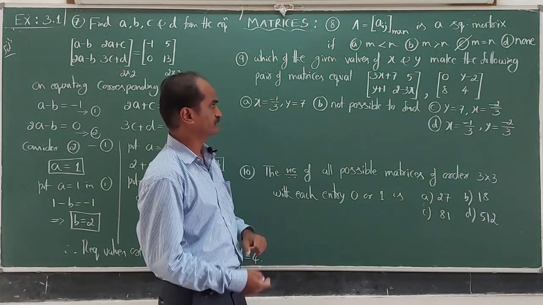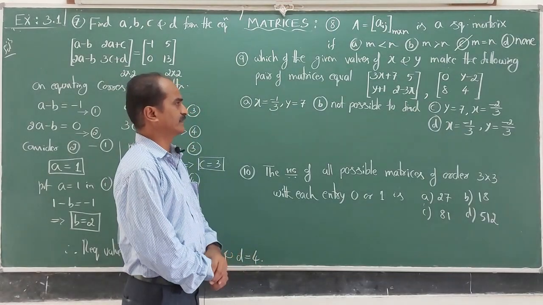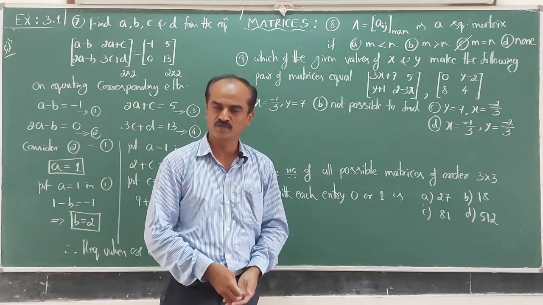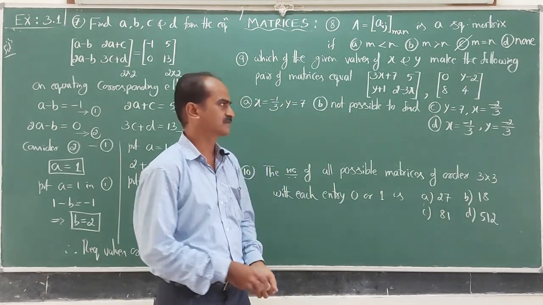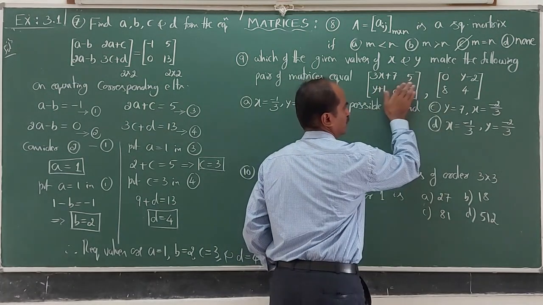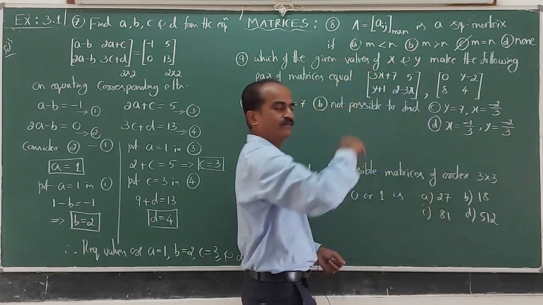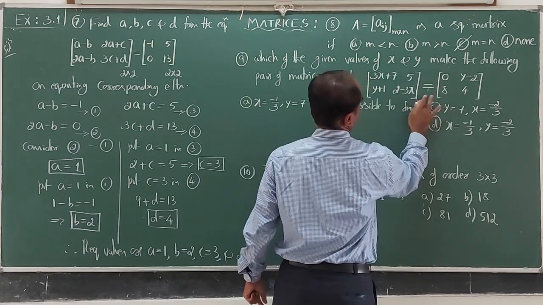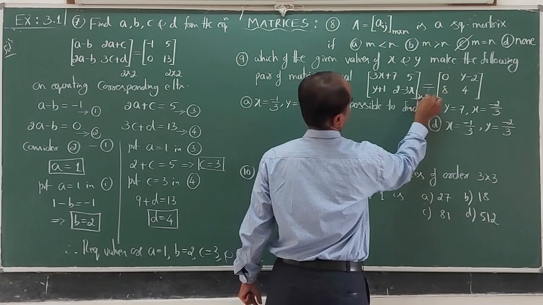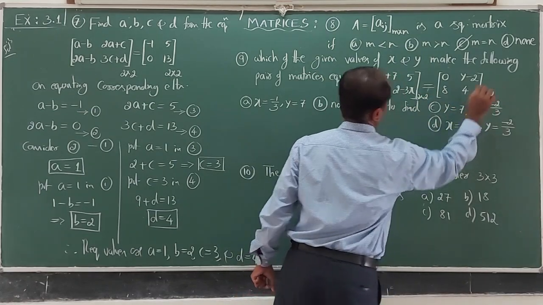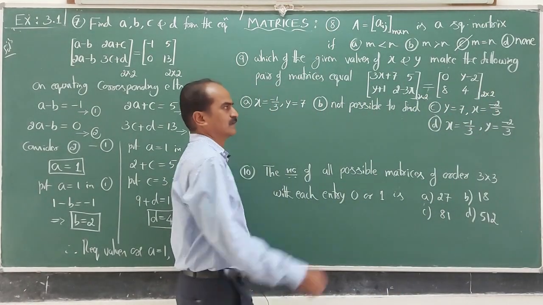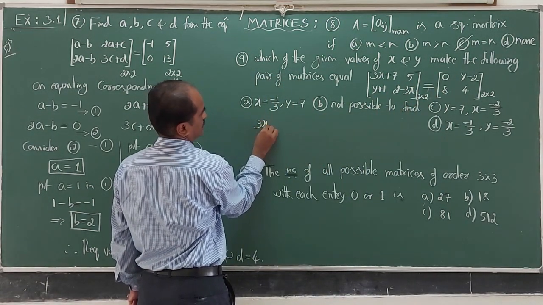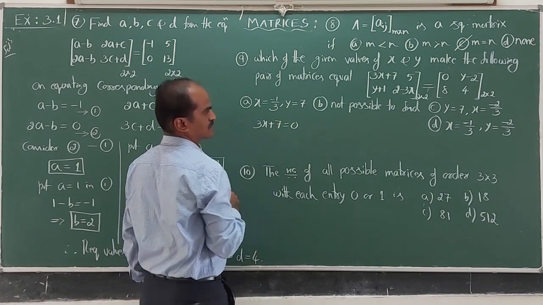Next one. Which of the following given values of x and y make the following pair of matrices equal? Nothing but these two matrices are equal for what values of x and y? Now I equate these two because it is a 2 by 2 matrix. The second one is also a 2 by 2 matrix. Now equating the corresponding elements, I get 3x plus 7 equal to 0.